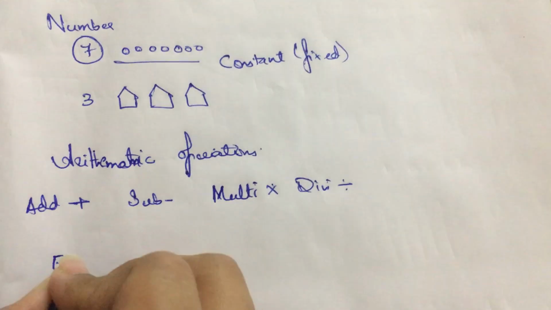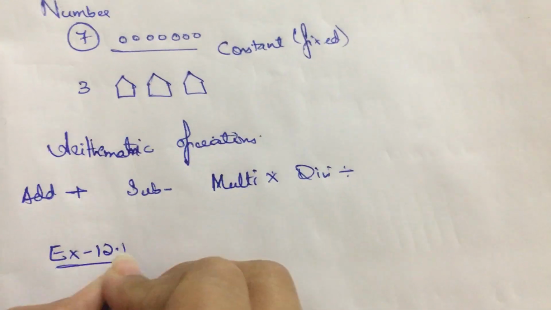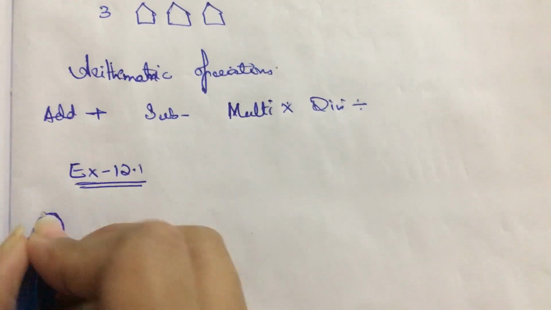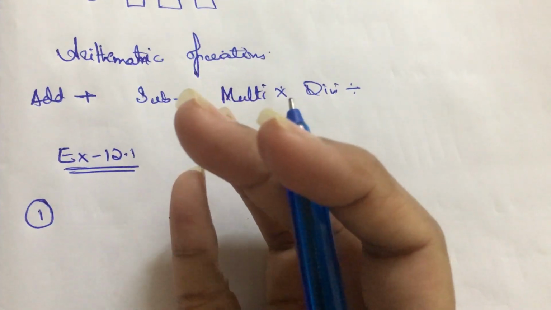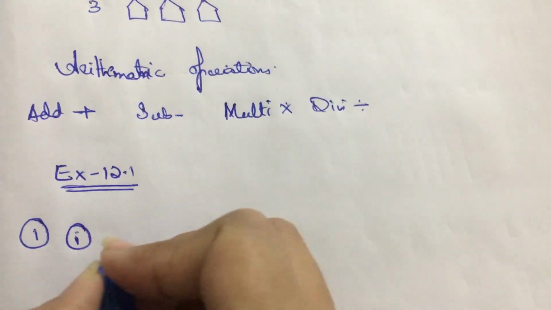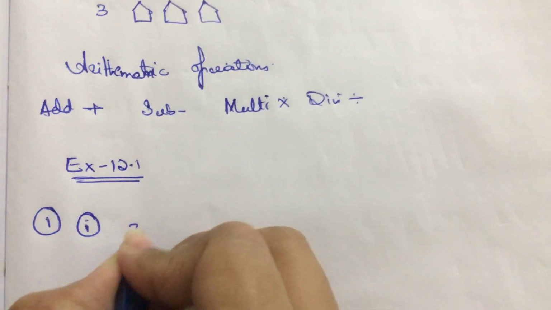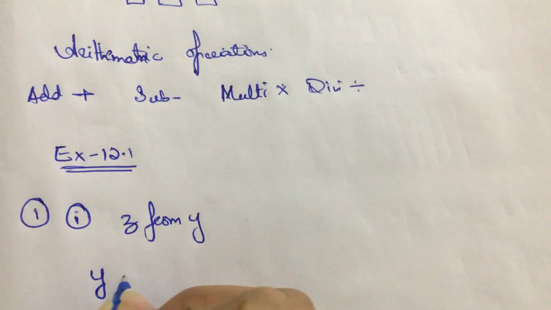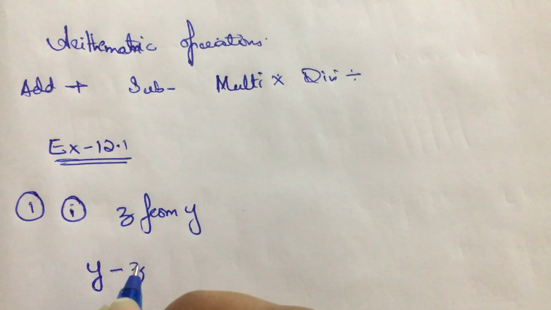So going to exercise 12.1, the first question says to use variable, constant, and arithmetic operations to write the expression down. The first expression says subtraction of z from y. So y is going to be written down first, subtraction is happening, so z will come in the end.